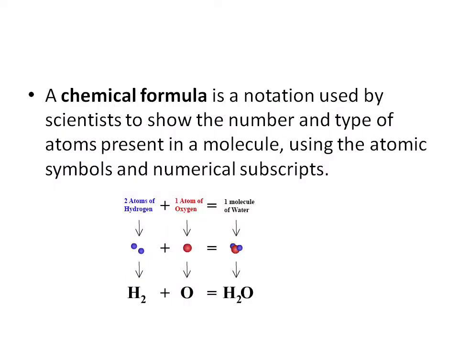It's a notation used by scientists to show the number of atoms that are in a molecule. We use the atomic symbols. For example, hydrogen and oxygen, we use H and O. And the 2 on the bottom of the H in H2O is telling us that there are 2 hydrogens. The fact that there's no number after oxygen means that it's 1. So this is a 2-to-1 ratio. That is the formula for water, 2 hydrogens to 1 oxygen.